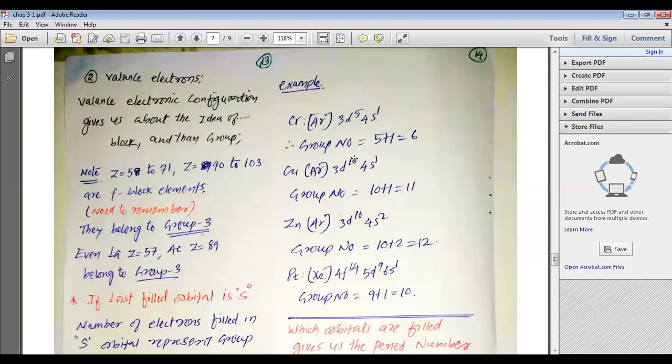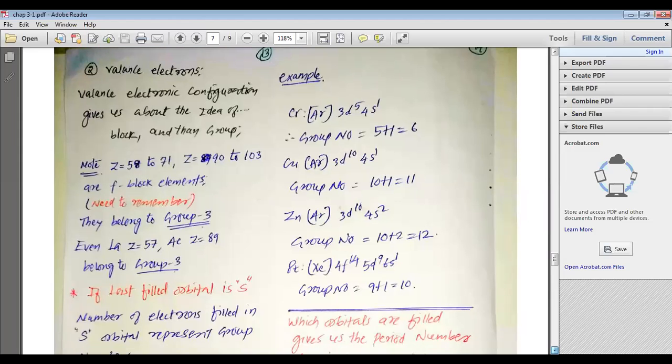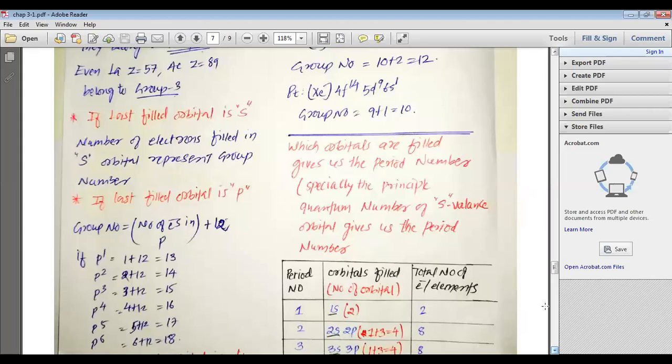Same way, my dear students, in case of copper, the electronic configuration is 3d10 4s1, so the group number is 10 plus 1, which is 11. Same way for zinc, 3d10 4s2, so the group number is going to be 10 plus 2, that is 12. For platinum, xenon 4f14 5d9 6s1, so the group number is going to be 9 plus 1, that is 10. So this is how, my dear students, by using the electronic configuration we can come to know the group number.